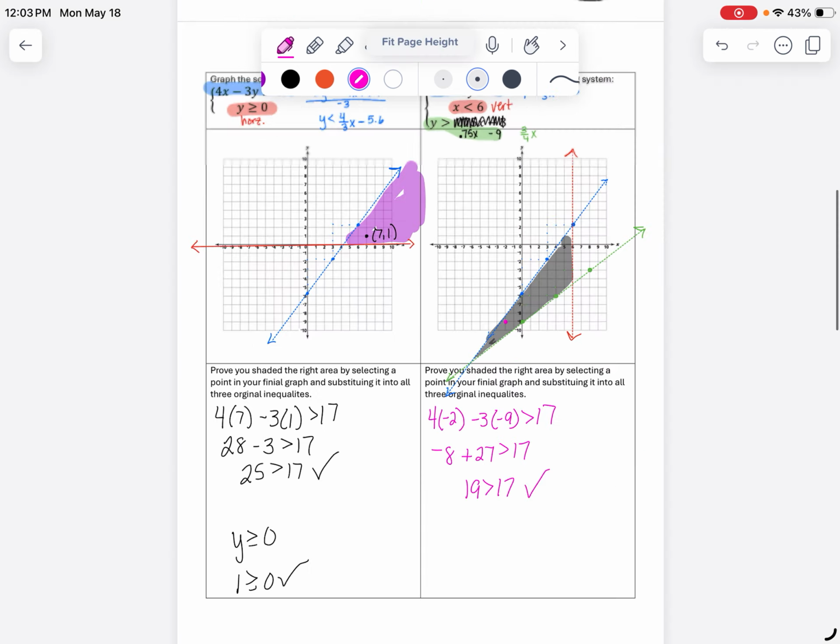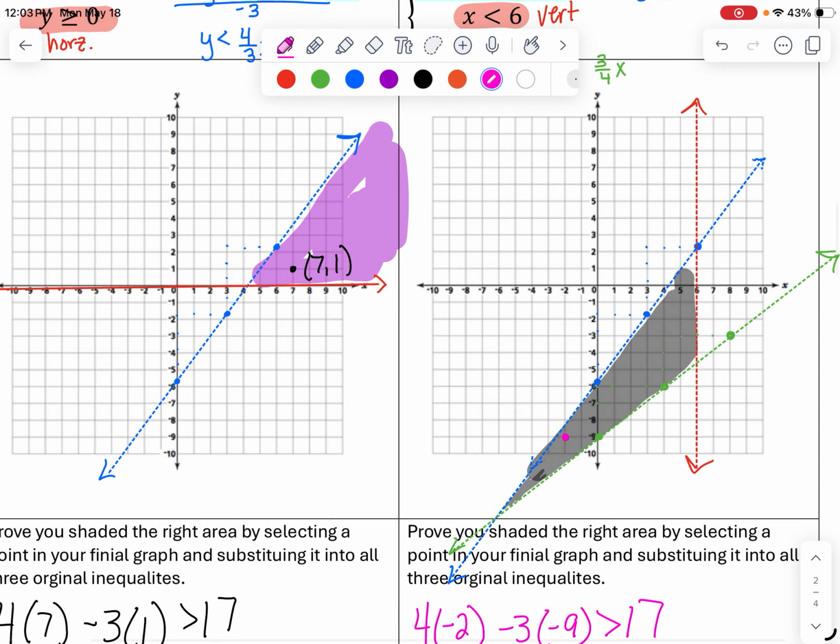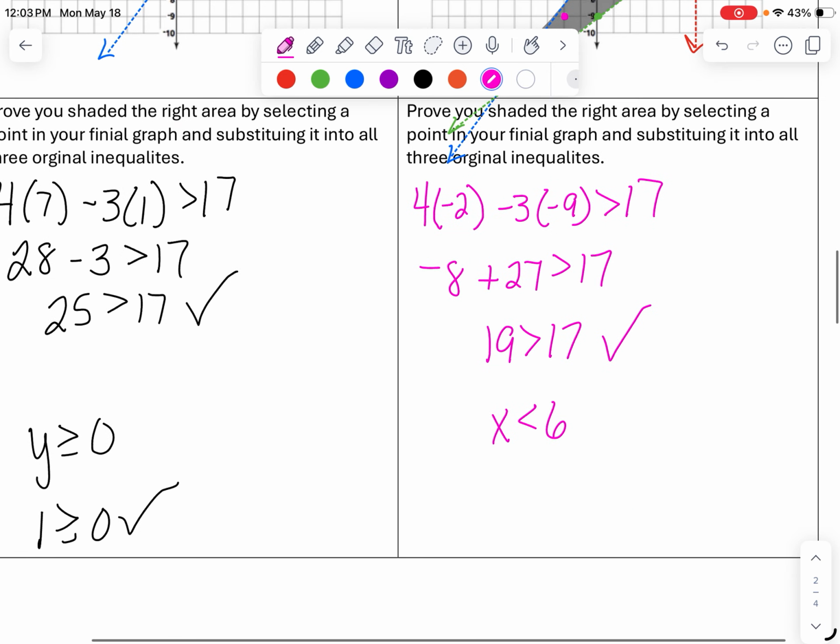What point did I pick? Oh, less than. That doesn't say greater than. Sorry, I was having a moment. What was my x value there? My x value was -2. So let's put -2 in there. That's true.